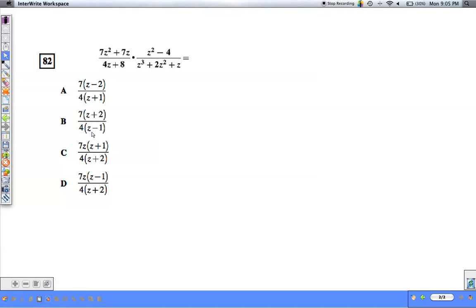This is an example of how to do number 82 in the CST Algebra Test Release Question Packet. The first thing that we're going to do here is try to factor each component of each fraction. So for the numerator of the first fraction, you see that we've got a 7 that they share, and they also have a z. So I can pull out a 7z from each term. What's left over is simply z plus 1.